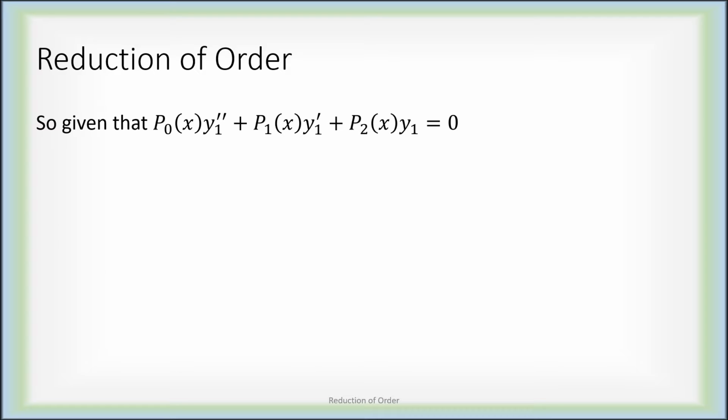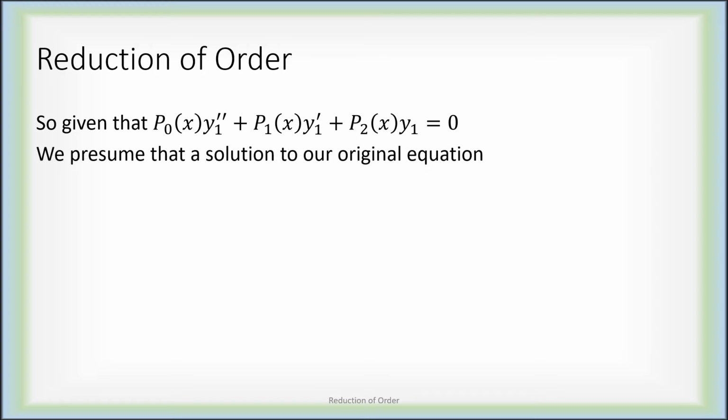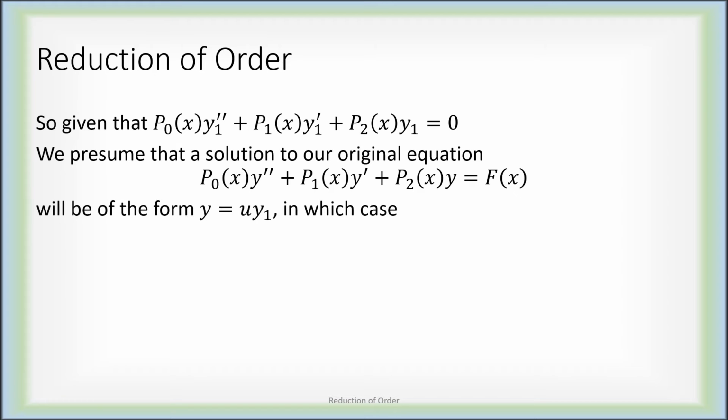So as we've said, y1 is some solution to this complementary equation right here. We're going to assume that the original equation given here can be solved by some function of the form u times y1. So y1 solves the complementary equation, and we're going to assume that a solution to the original can be written as a product of some function u times the function y1. Well, from the product rule, we'll get that y' will be u' y1 plus u y1', and the second derivative will be u'' y1 plus 2u' y1' plus u y1''.